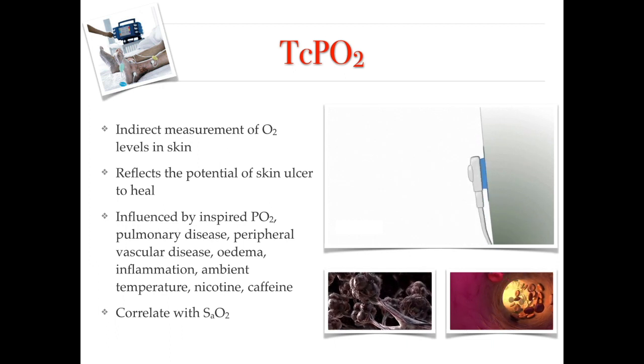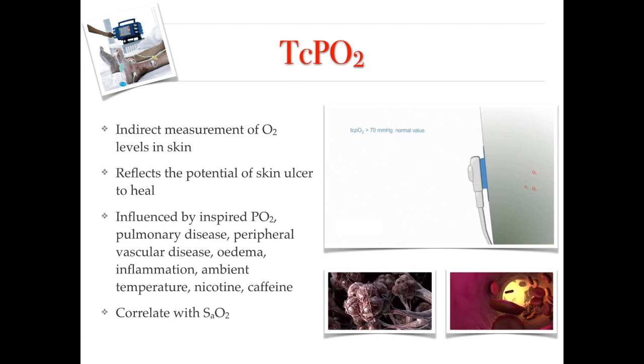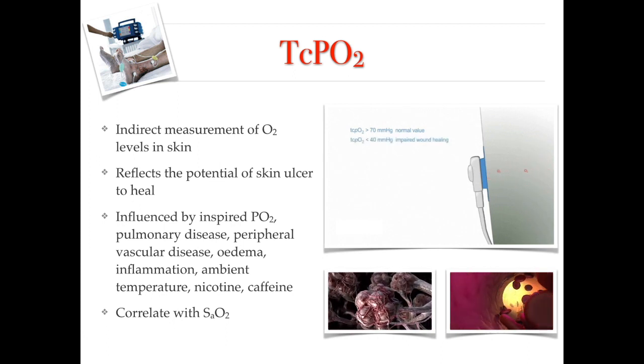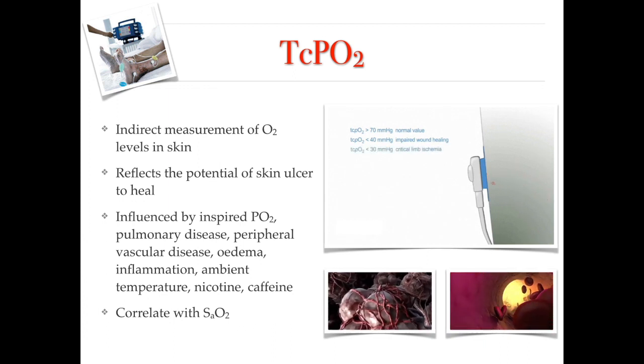The transcutaneous oxygen tension in a normal person is about 70 millimeters of mercury. Values lower than 40 millimeters of mercury are associated with impaired wound healing, and values lower than 30 millimeters of mercury are indicative of critical limb ischemia.